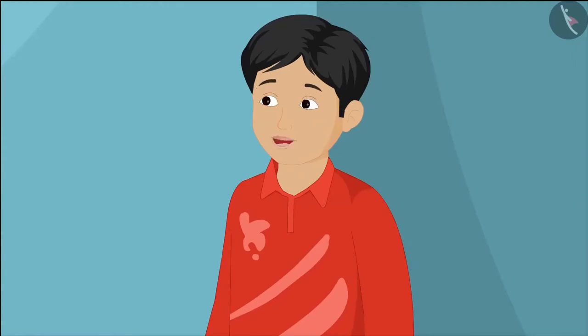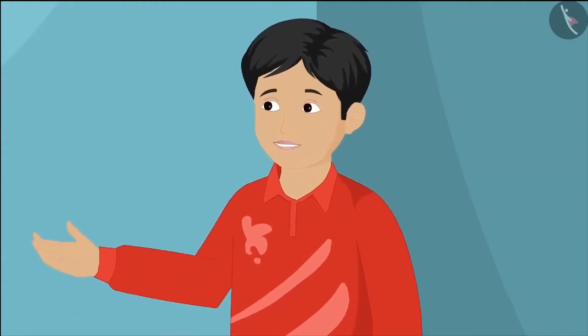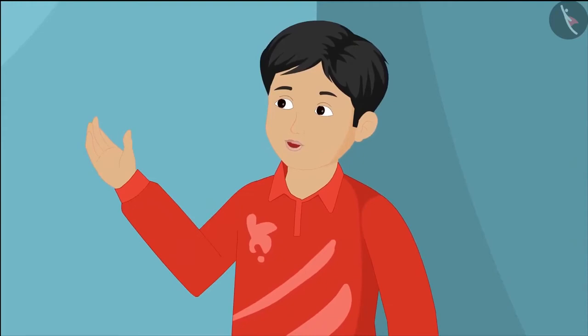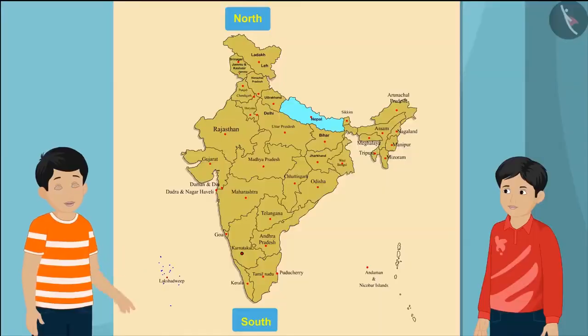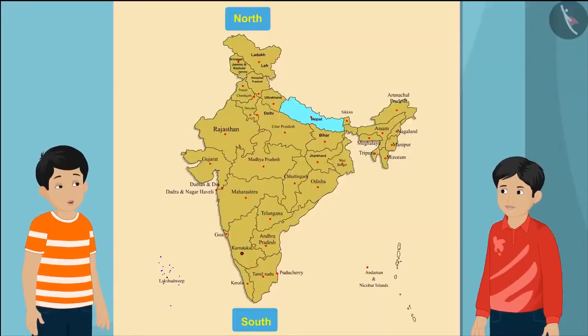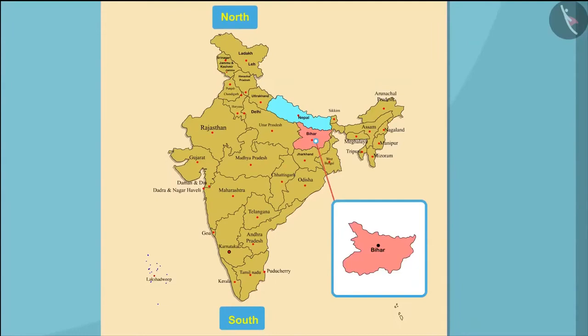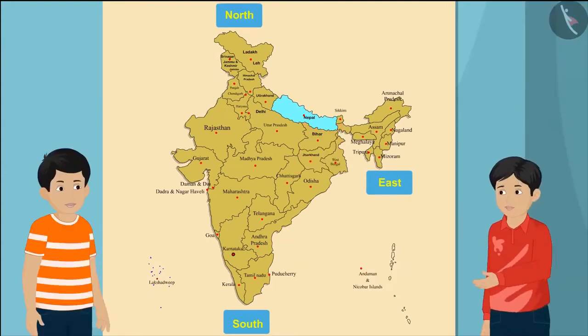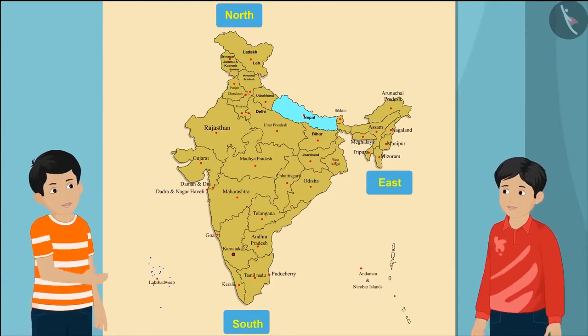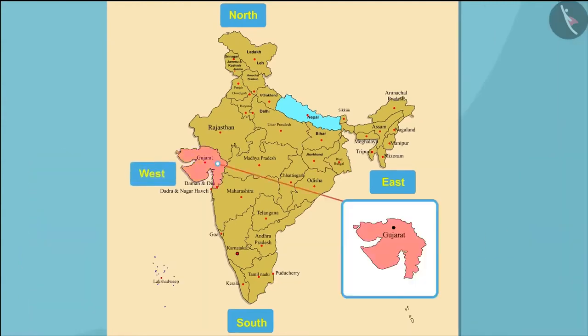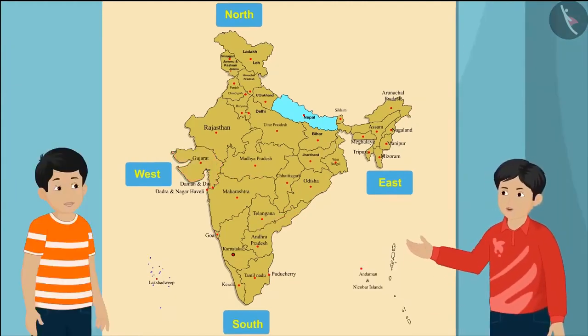Now can you tell me, by looking at the map of India, which states are in the east direction? Oh, that's very easy. By seeing the map, one can easily tell that Bihar, Jharkhand and West Bengal are in the east direction. Excellent, Raju. Now you are reading the map correctly. So does it mean that the states of Gujarat and Goa lie in the west direction? Yes, Raju, you are absolutely right.